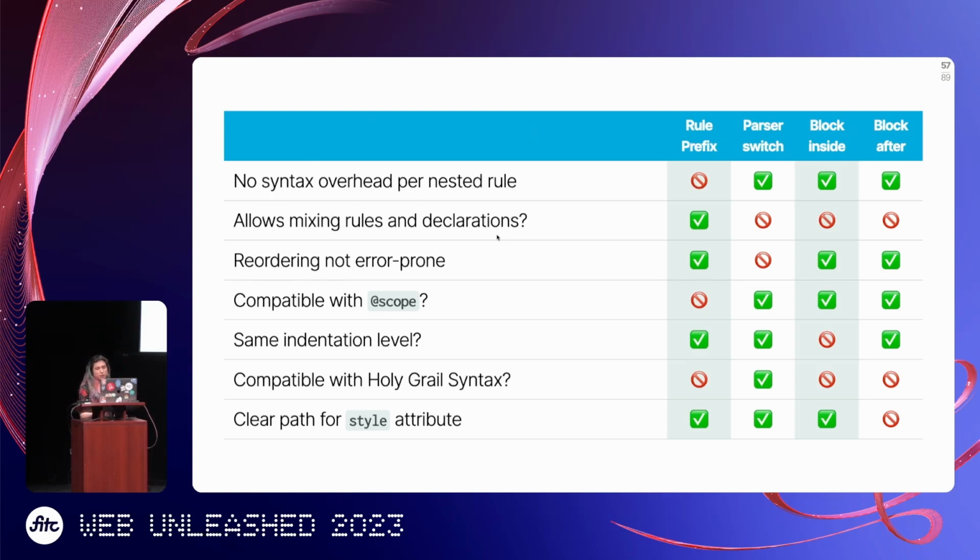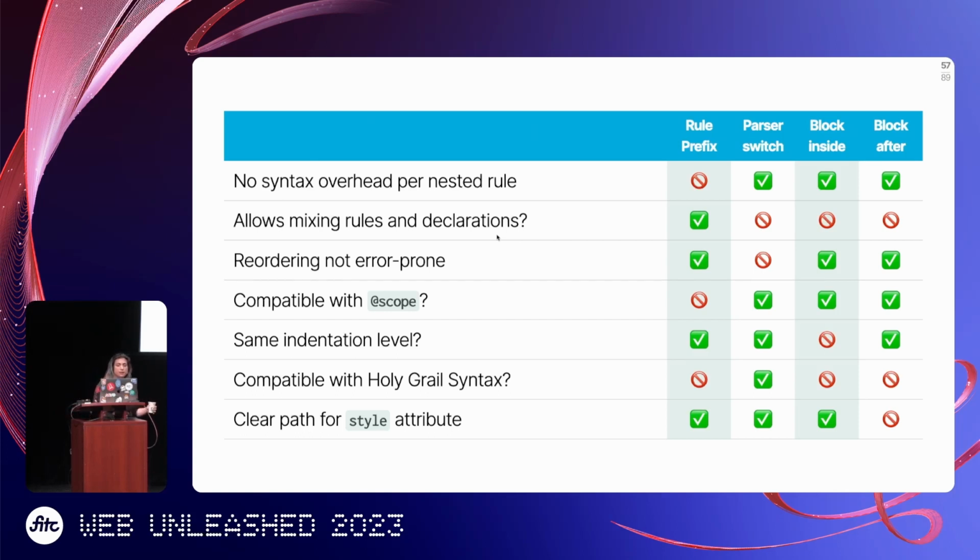One big consideration is, do we need to add syntax to each nested rule? Or is it better if it's syntax that you only add once, and it doesn't increase with the number of nested rules? Mixing rules and declarations is also a pro, because it's more flexible, means people can always paste CSS at the end of a rule. How error-prone the syntax is also a factor. Can we reorder things without breaking stuff? Compatible with @scope, one of the major reasons that we started this exploration again.